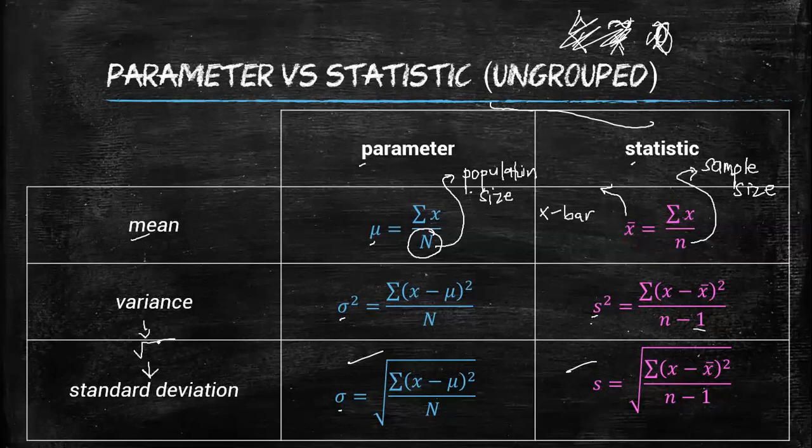Okay? Ayan. Pag in-square root si variance, siya ay standard deviation. Okay? Sige. Familiarize nyo lang yung two formulas niyan.